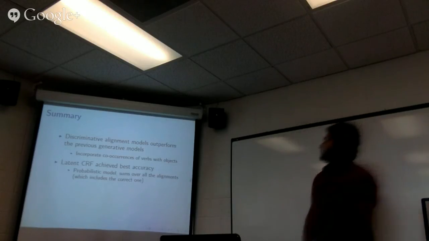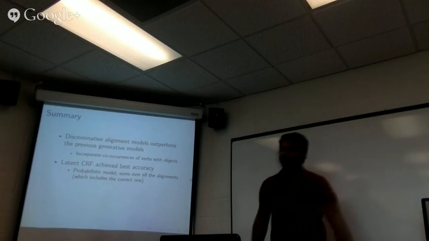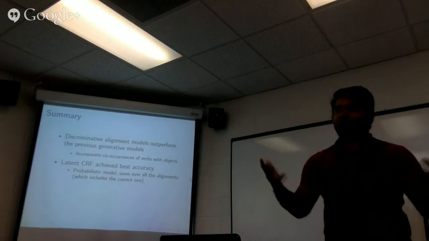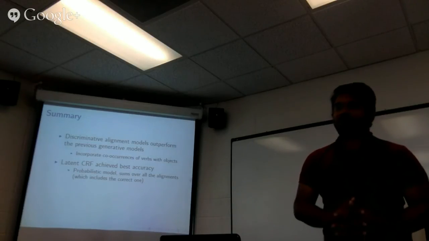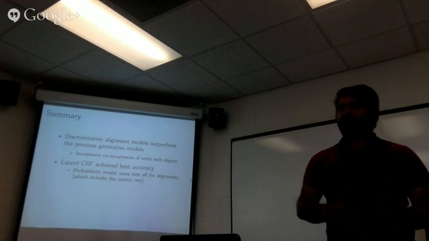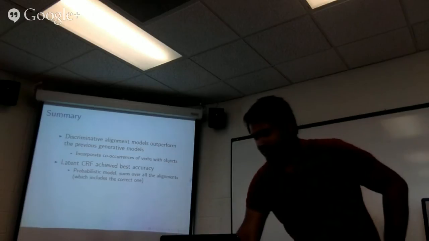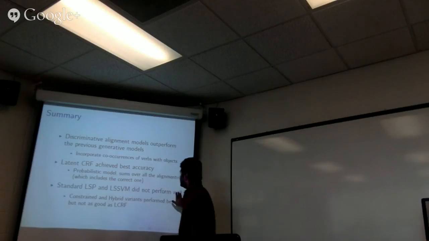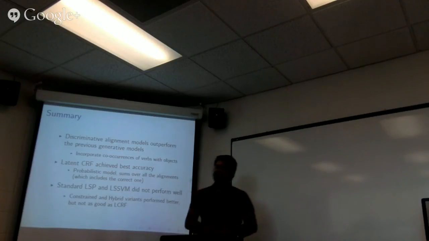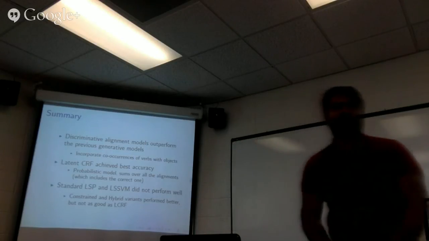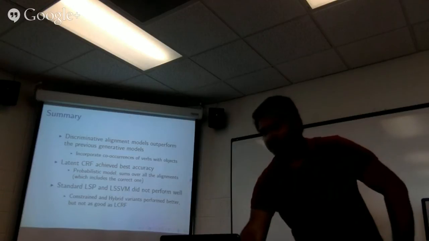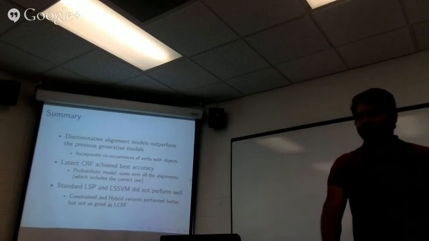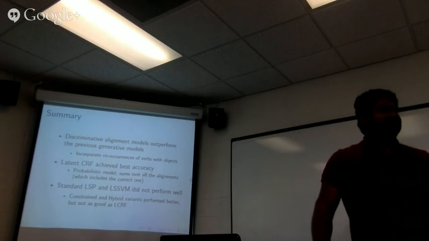And among these different discriminative models, the latent CRF achieved the best accuracy. And we think there are two reasons for that. One is that latent CRF is probabilistic and it took expectation over all possible alignment states. And we did not have that much data. Maybe if we had more data, perceptron and SVM could do better. And even though the standard perceptron and SVM did not do that well, we saw that the hybrid variants and the constraint variants worked better, and especially the hybrid variant was the best among all of these. So, I have some slides on the future direction, but before that, do you have any questions?